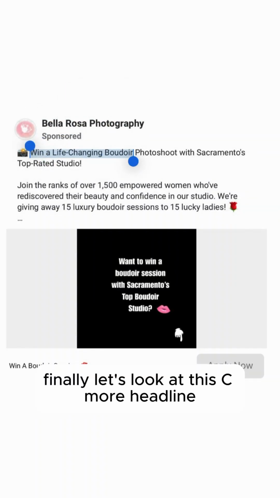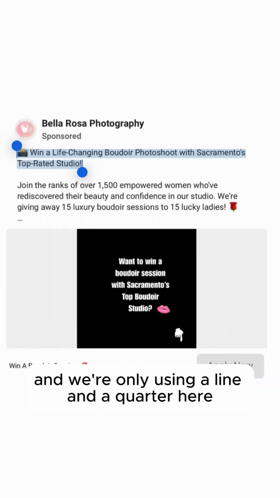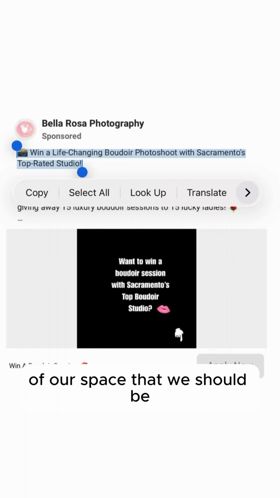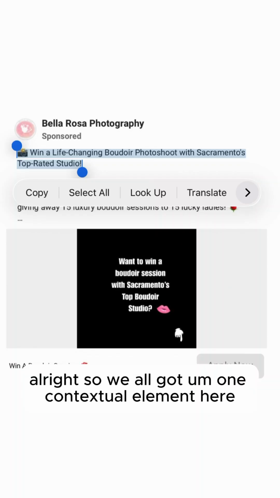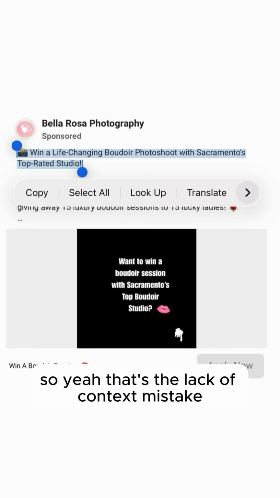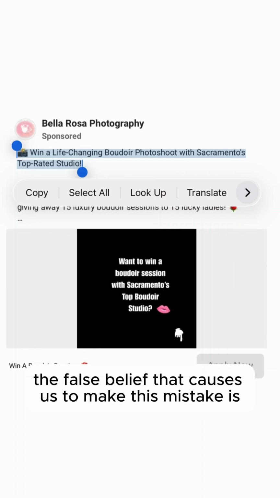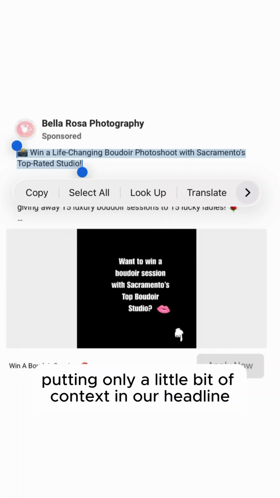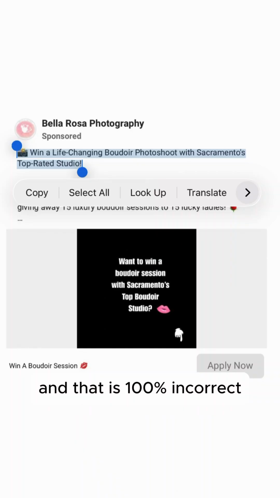Finally, let's look at this See More headline. First 2 3/4 lines, Facebook newsfeed mobile. And we're only using a line and a quarter here. So the first mistake I'm already seeing is we're only using like half of the space that we should be. "A life-changing boudoir photo shoot with Sacramento's top-rated studio." All right, so we only got one contextual element here. So yeah, that's the lack of context mistake. Most common mistake that I see, though. The false belief that caused us to make this mistake is we believe putting only a little bit of context in our headline is the number one way to bring in buyers. And that is 100% incorrect when dealing with Facebook ads.